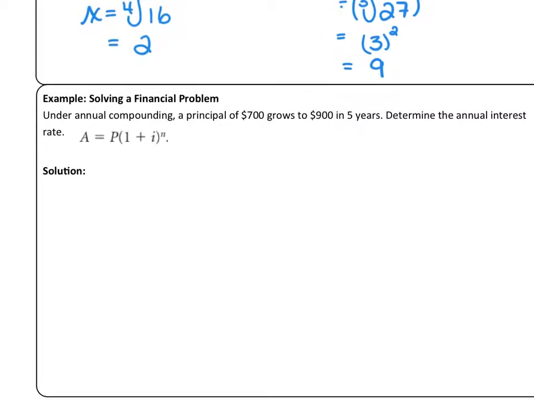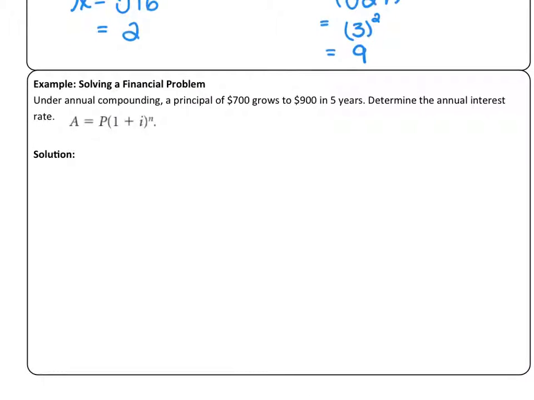Last example, I'm going to show you a financial problem, or more of a real world example where you can use rational exponents. Under annual compounding, a principal of 700 grows to 900 in 5 years. Determine the annual interest rate. So A is our final amount. So 900 equals our principal, which is 700, times 1 plus i, to the 5, since it happens in 5 years.